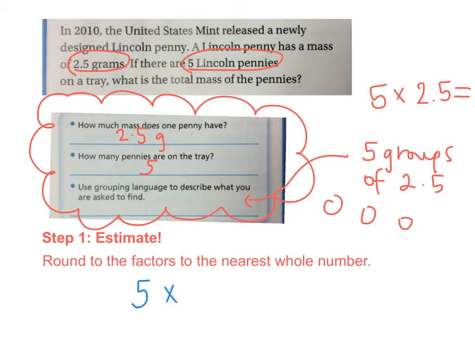What's 2.5 rounded to the nearest whole number? When we round to the nearest whole number, which place value are we rounding to? We're rounding to the ones. So what's 2.5 rounded to the nearest ones place? 3. 5 times 3, can we do that in our head? 15. So we know that our real answer needs to be around the zone of 15. Okay? Now that we've done that, we're ready to actually multiply.